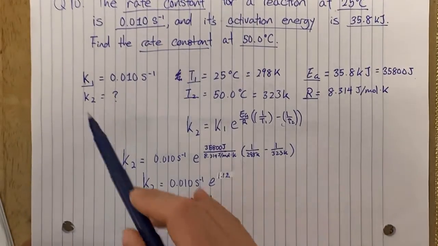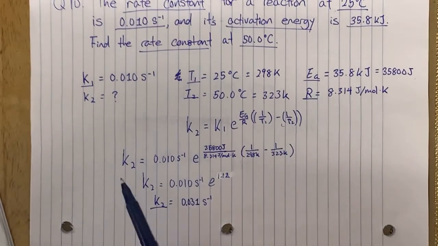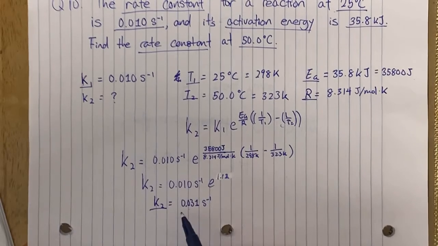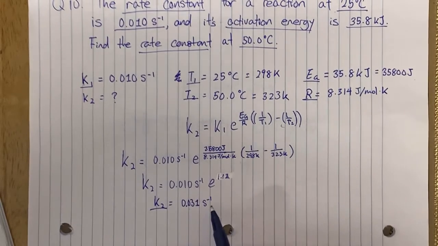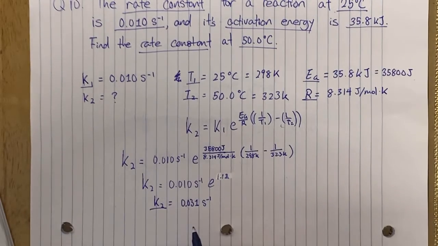Now that we have all the information we need to plug into our equation for K2, we can solve for K2 and we get 0.031 seconds to the negative 1. This is our rate constant at 50 degrees Celsius.